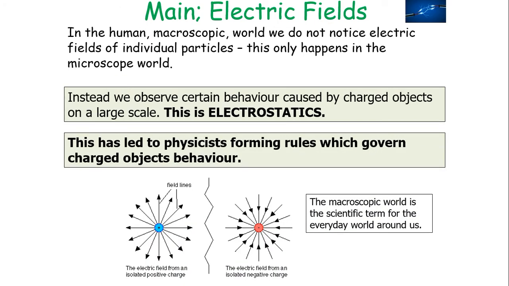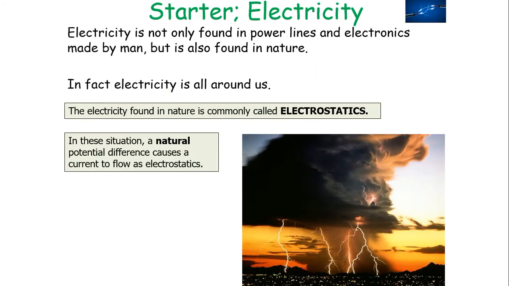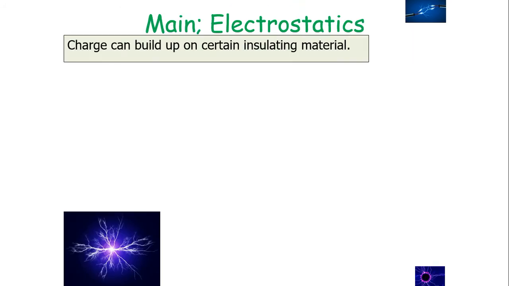In the human, macroscopic, everyday world, we don't notice electrical fields of individual particles. That only occurs in the microscopic world. Instead, we observe certain behavior caused by charged objects on a large scale, which leads to the principle of electrostatics. So we've gone from the microscopic field line version to the macroscopic everyday version of electrostatics, which leads us to forming some rules which govern how charged objects behave. So we'll have a look at these situations.